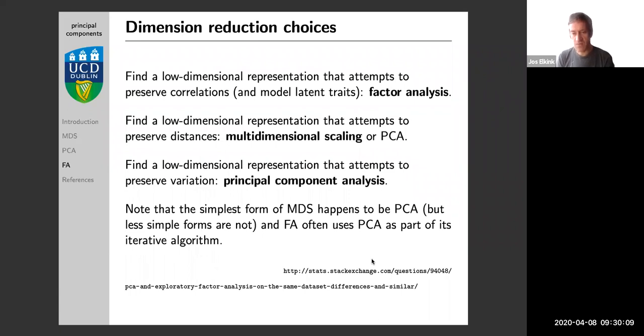And there are close relations between factor analysis, PCA, and MDS. To some extent, given certain assumptions, they do the same thing. So you can specify under what assumptions MDS means PCA, and under what circumstances factor analysis is really the PCA solution as well. And that's it.